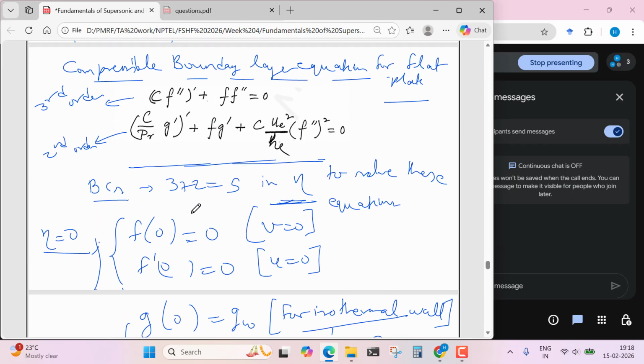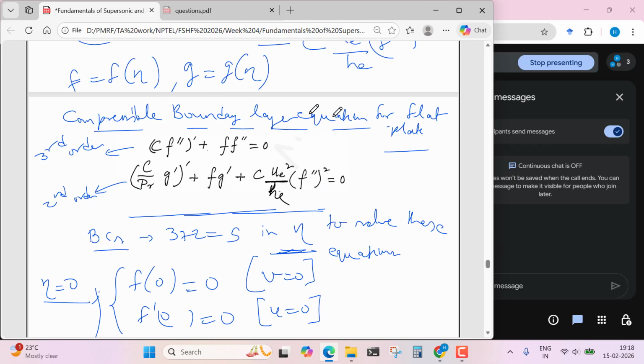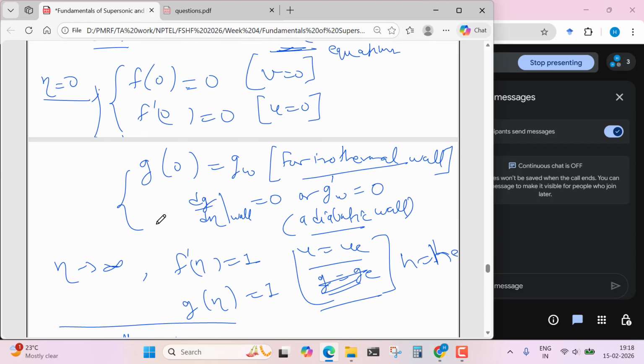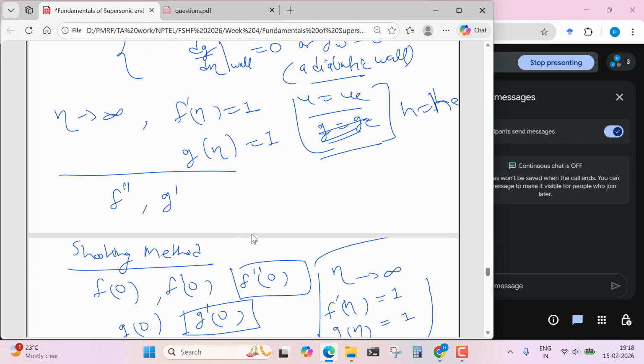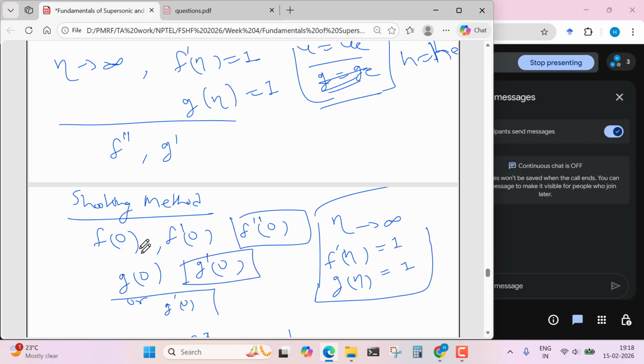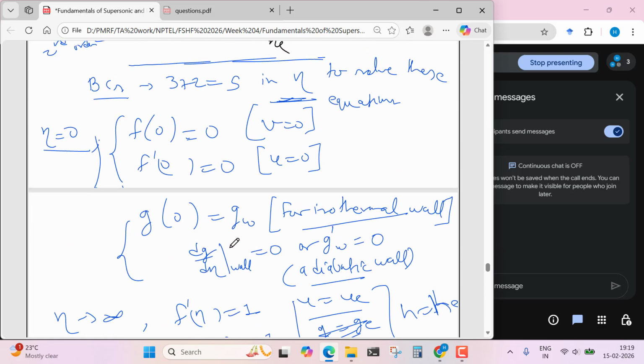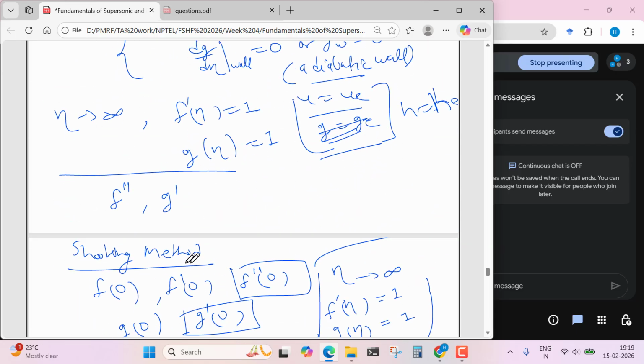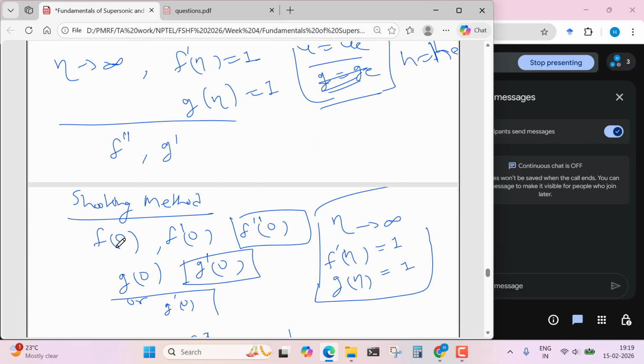So if you want to solve this for the flat plate, it is generally solved using the shooting method, in which you assume the values of f(0), f'(0), f''(0), g(0), in which you assume the values of f(0), f'(0) and g(0). These three values you assume.